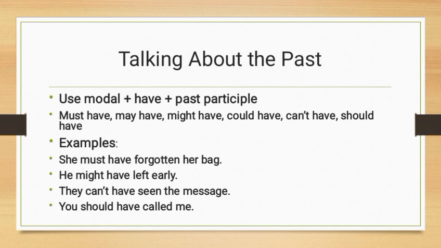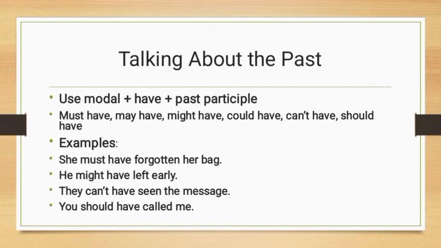Using modal verbs to talk about the past. Now let's see how we use modal verbs to talk about the past. Here the structure is a little different. We say modal verb plus have plus past participle. But what is past participle? A past participle is the third form of a verb. It usually comes after the word have.